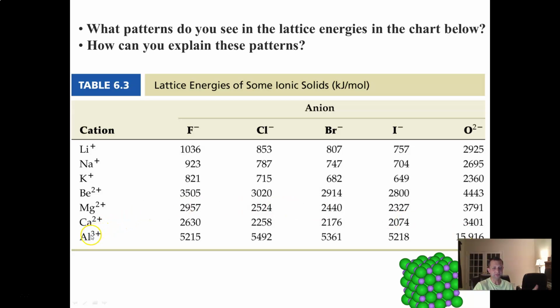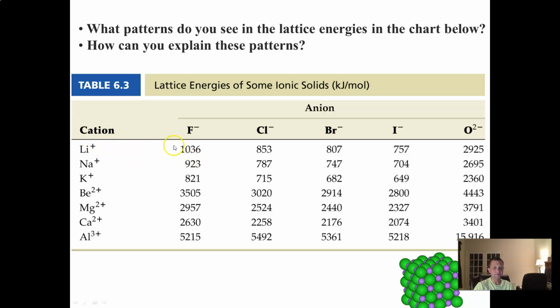What's the difference between aluminum fluoride and aluminum oxide? The aluminum part's the same, but the anion is different. The F-1 ion contributes to the 5,215, where the O-2, a negative 2 charge versus a negative 1, gives us 15,916. So the difference in charges looks like it has something to do with this. And then what else could make a difference?